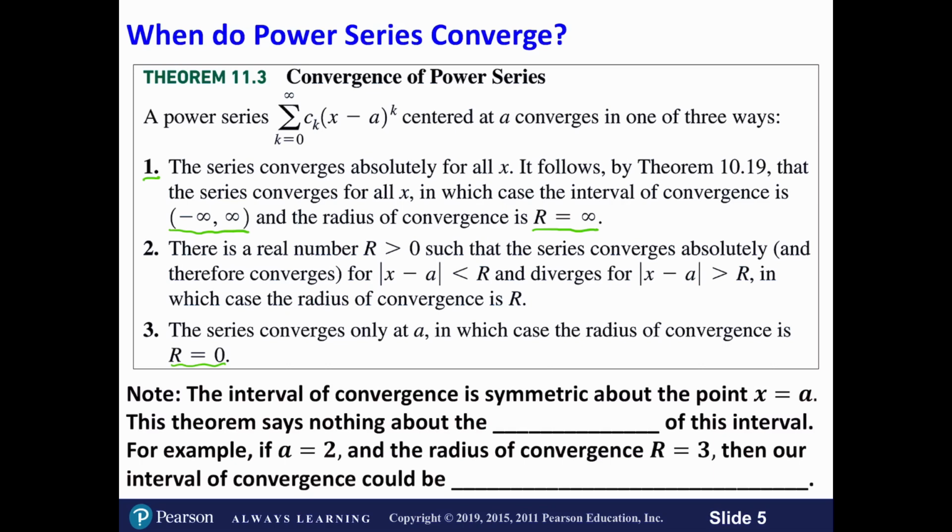Okay. So this theorem, 11.3, says that the interval of convergence is symmetric about the point x equals a. And it says nothing about the endpoints of this interval. So this is really only applicable to case number 2. This is the one with endpoints.